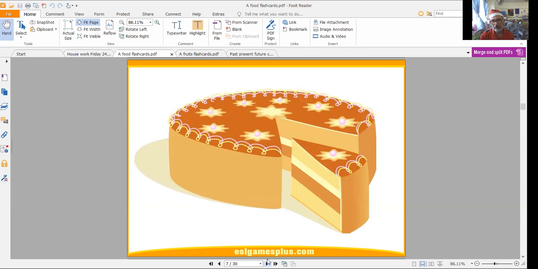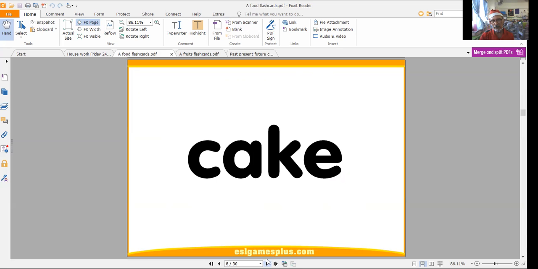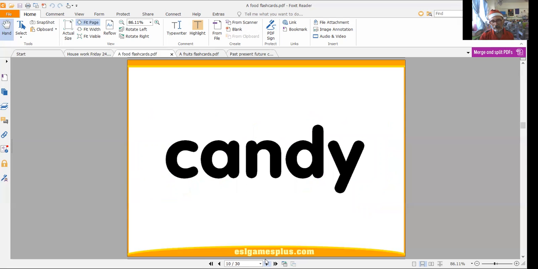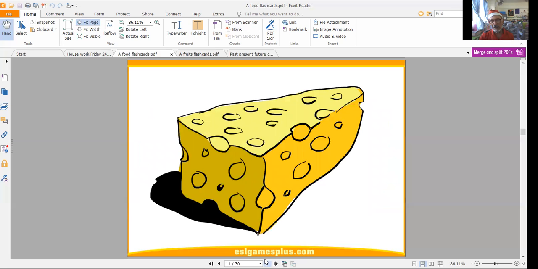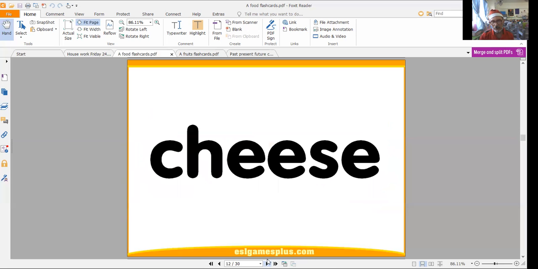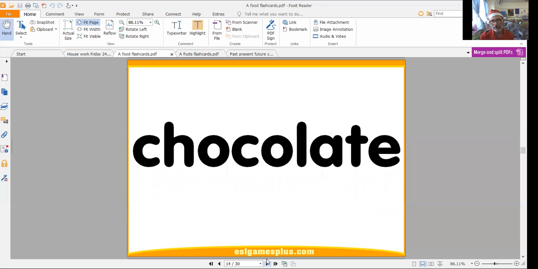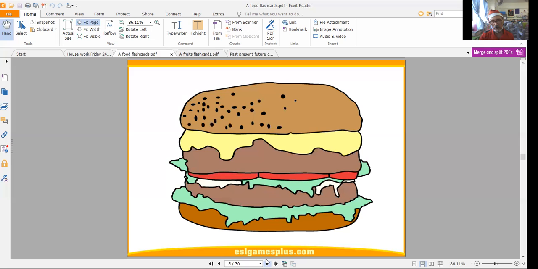Cake. Candy. Cheese. And that looks like Swiss cheese. Chocolate. Teacher Chris's favorite. Hamburger. Cheese, tomato, lettuce, mayonnaise, and a bun. Bread.